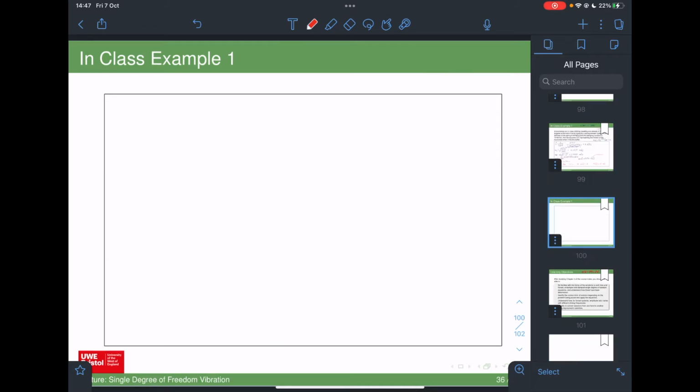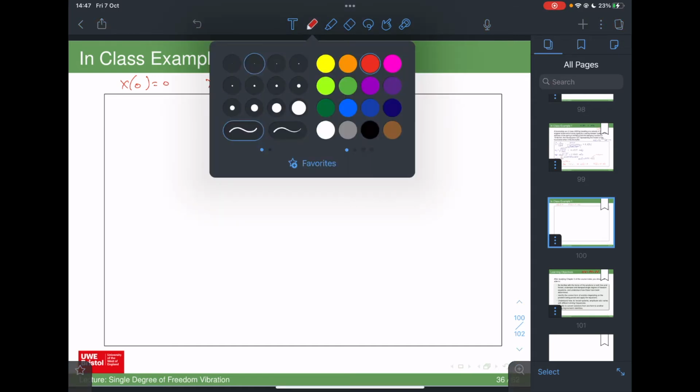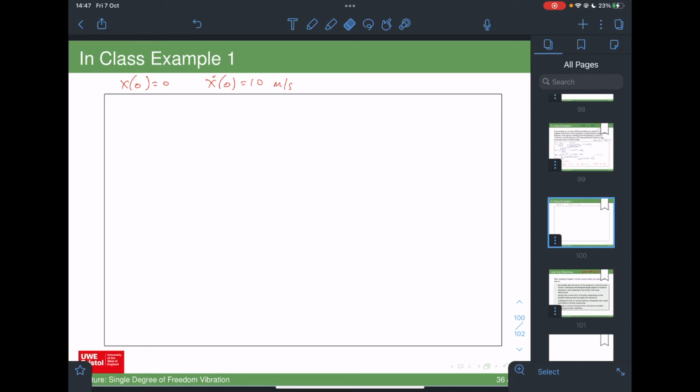So I've got my initial conditions. x of 0 is 0. x dot of 0 is 10 metres per second. So there's my initial conditions. And my equation, obviously, I'm just going to write it in terms of variables because it makes life a bit easier.